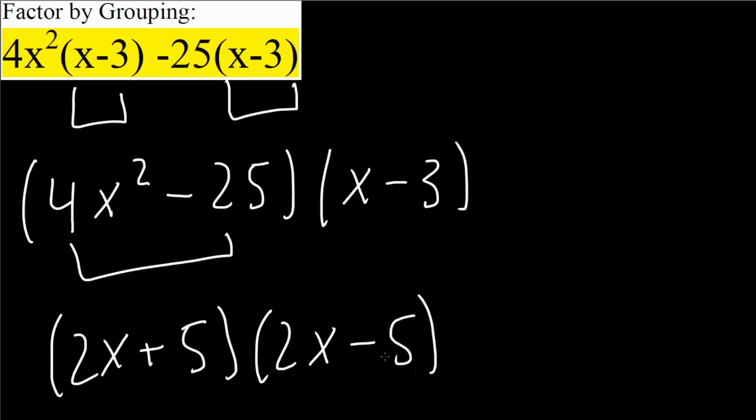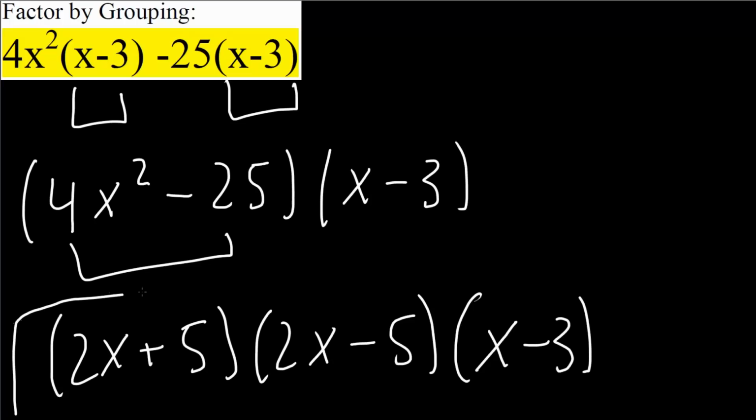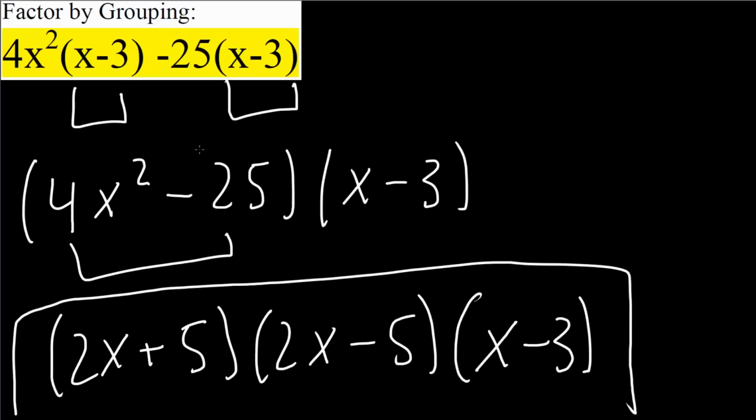And we check, does this make sense? 2x times 2x is 4x squared. 5 times negative 5 is negative 25. 2x times negative 5 is negative 10x. 2x times 5 is 10x. So 10x minus 10x is 0x. So that's good. And we bring down x minus 3. So x minus 3. And so this right here would be the answer, which is completely factored of this.